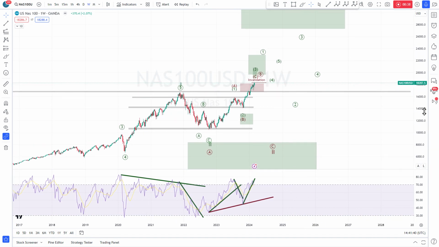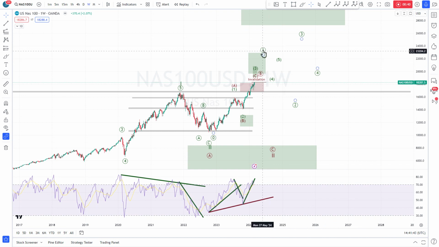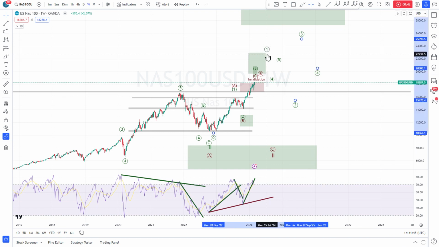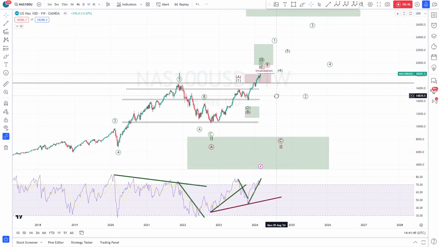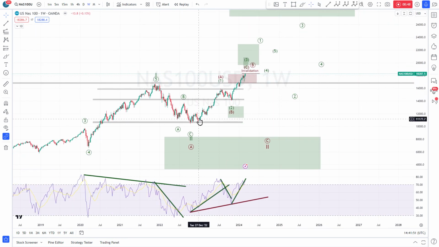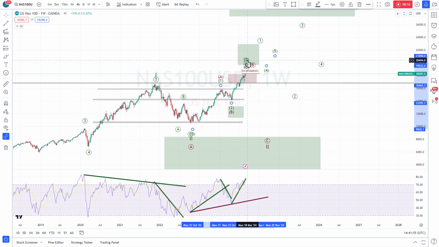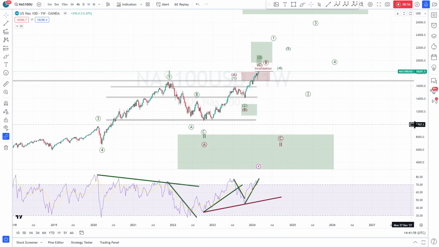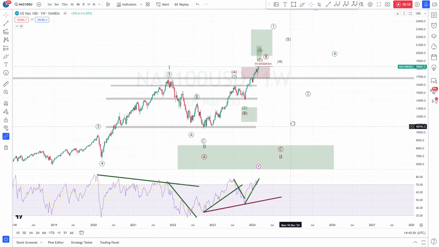And so now I believe we are probably working here on this wave 1, and what we are seeing so far is a wave 1, a wave 2, and now probably this wave 3 is unfolding. So that's the bullish scenario, my primary scenario.